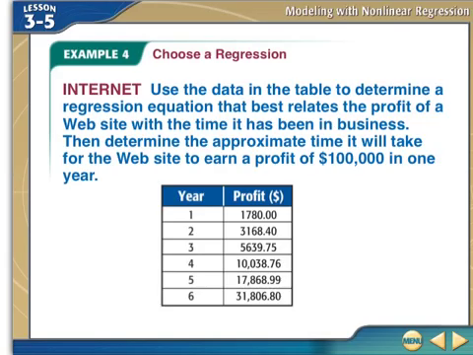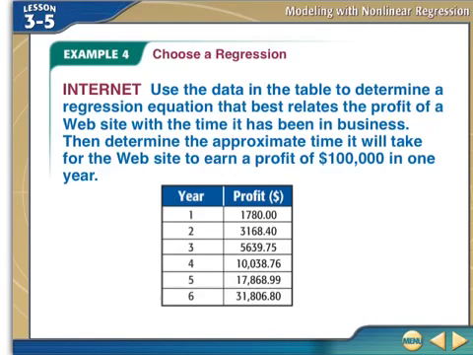In Example 4, you're asked to choose a type of regression. In this example, use the data in the table to determine a regression equation that best relates the profit of a website with the time it has been in business. Then determine the approximate time it will take for the website to earn a profit of $100,000 in 1 year.